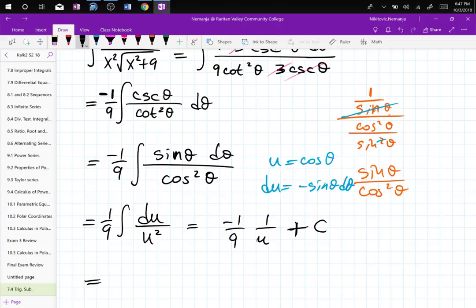So what do I have? Negative 1 over 9, and 1 over u is 1 over cosine theta, plus c. Please don't forget to put the plus c. It's not there for decoration. We need that stuff. So just make sure every time you have an indefinite integral, plus c. If it's a definite integral, you have the limits. It will be a number at the end. Bueno. 1 over cosine is?